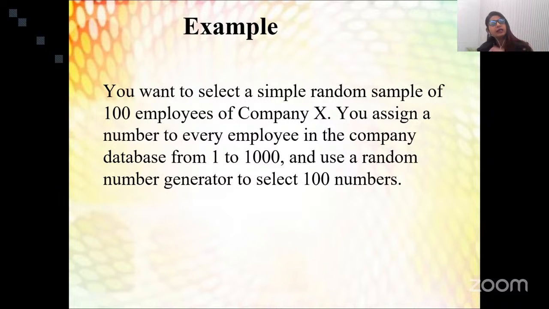Now I have assigned the numbers from 1 to 1000. Out of those 1000, I have to pick 100 employees. Now how can I pick? I use a random number generator to select 100 employees. So when I am using a random number generator, it means here I am giving an equal chance to every respondent to be part of my study. I'm not picking anyone according to my convenience. There is no biasness. If we are going with random sampling, it means biasness does not persist there.